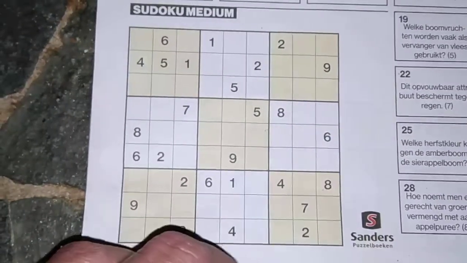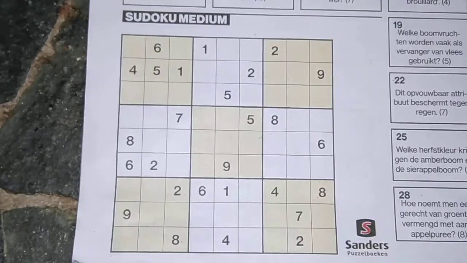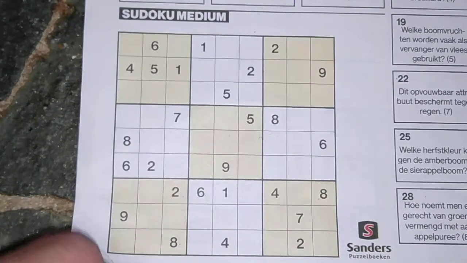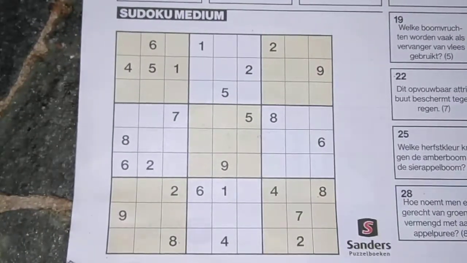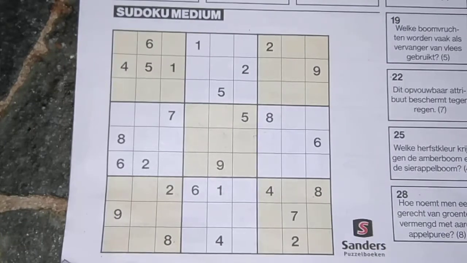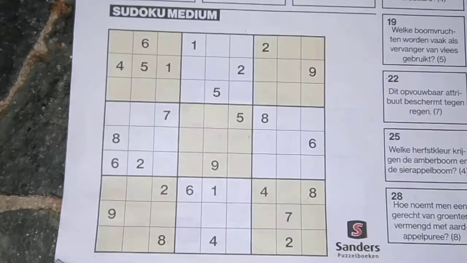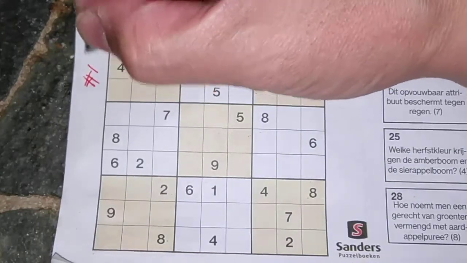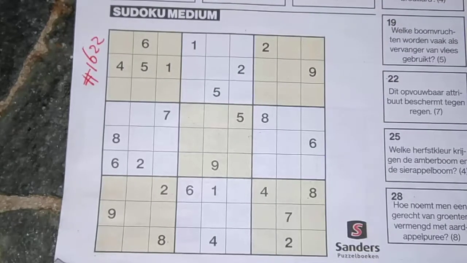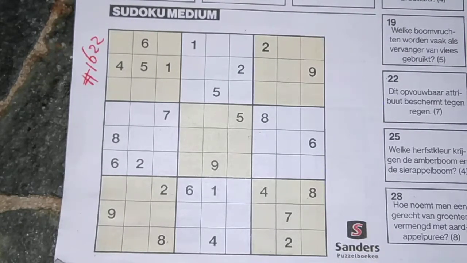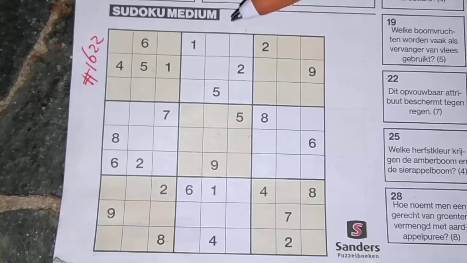Let me zoom this out. Yes, I need a clear picture of this Sudoku. It's only one regular medium Sudoku today, and this will be number 1622. All right. And before I start, I always count the printed digits.